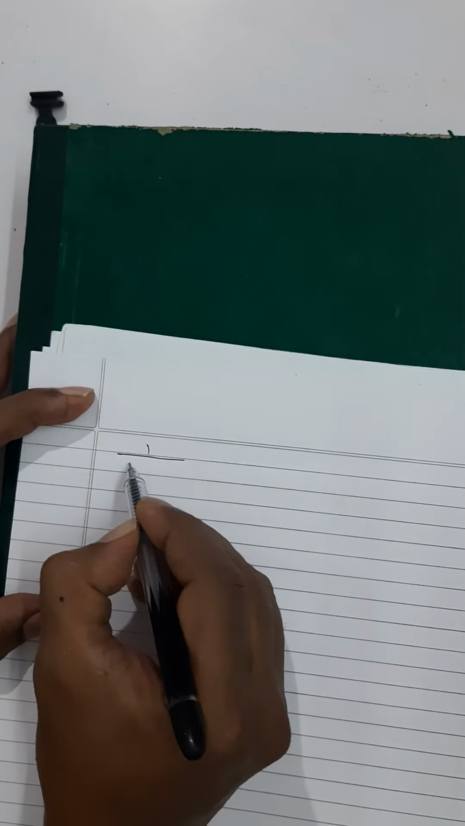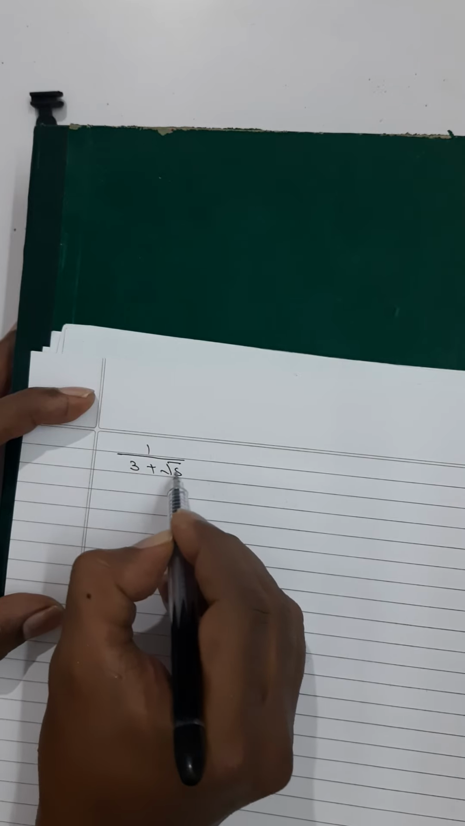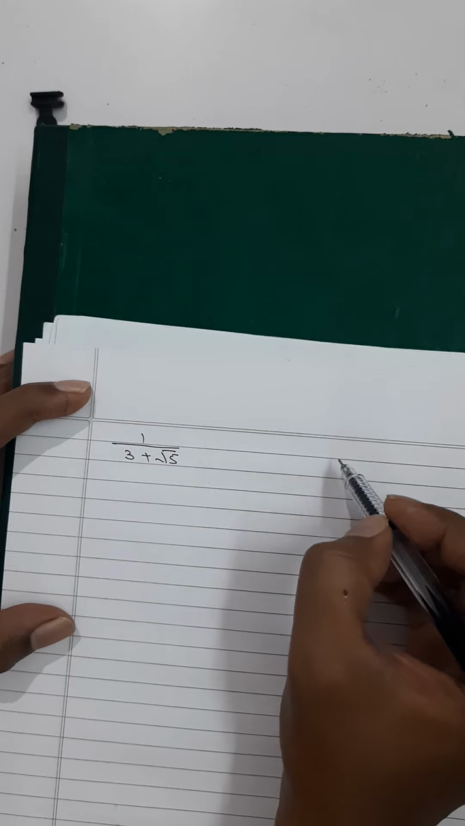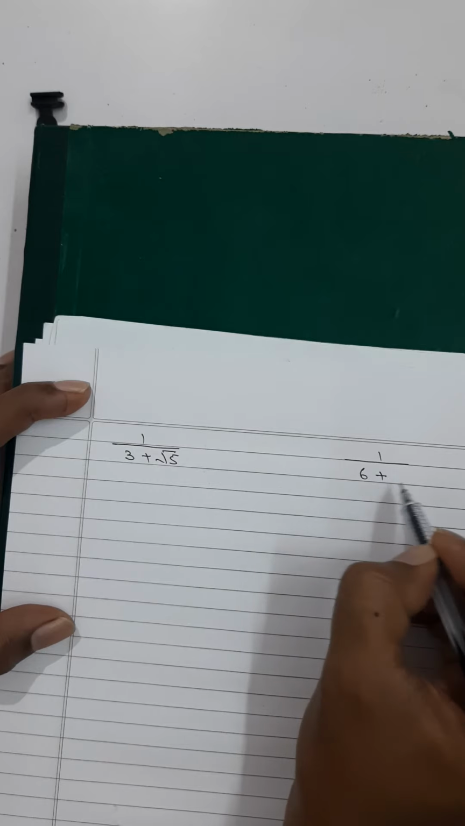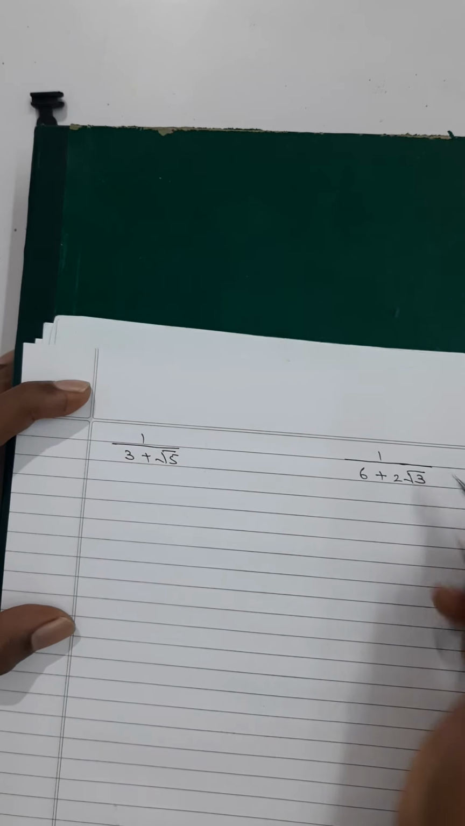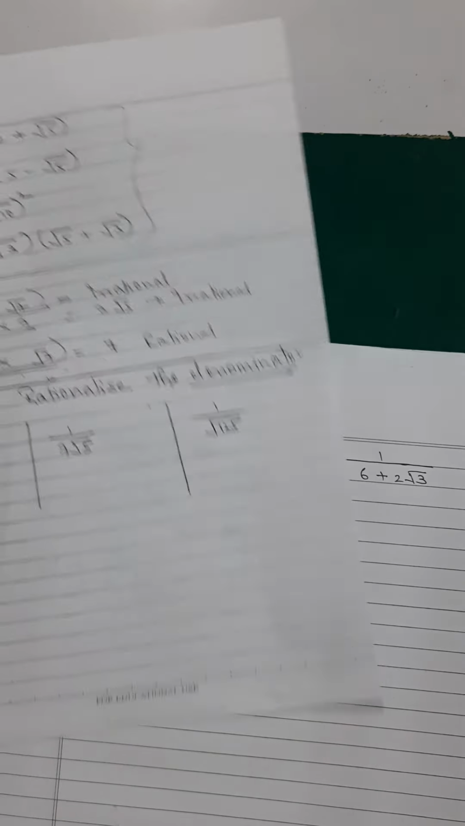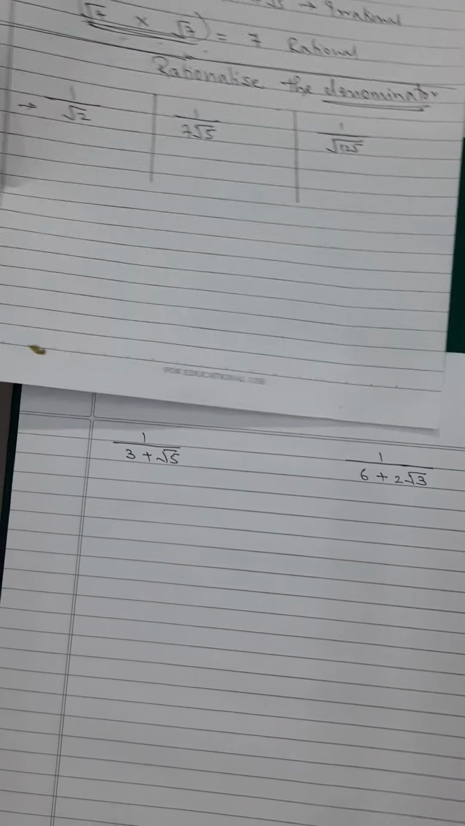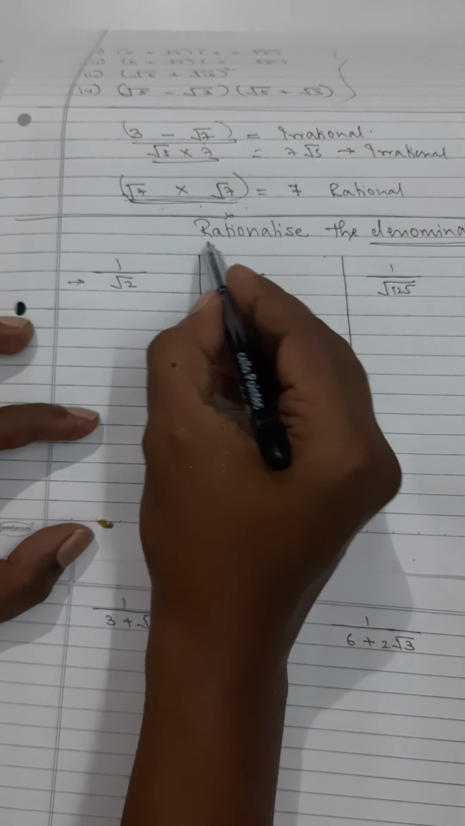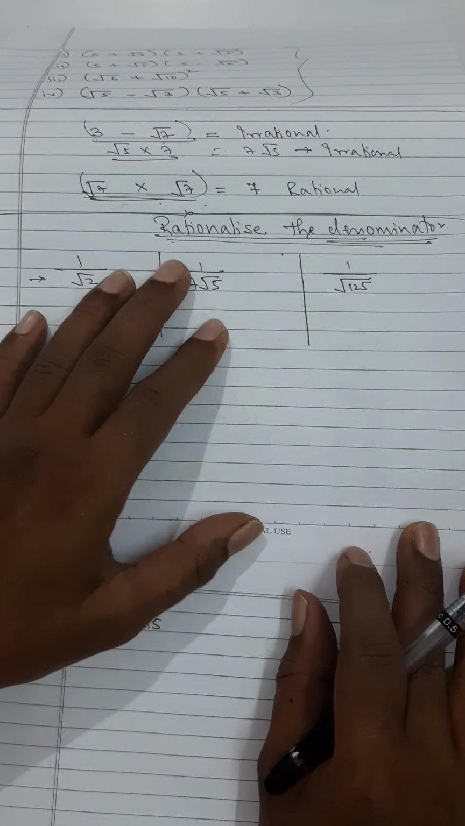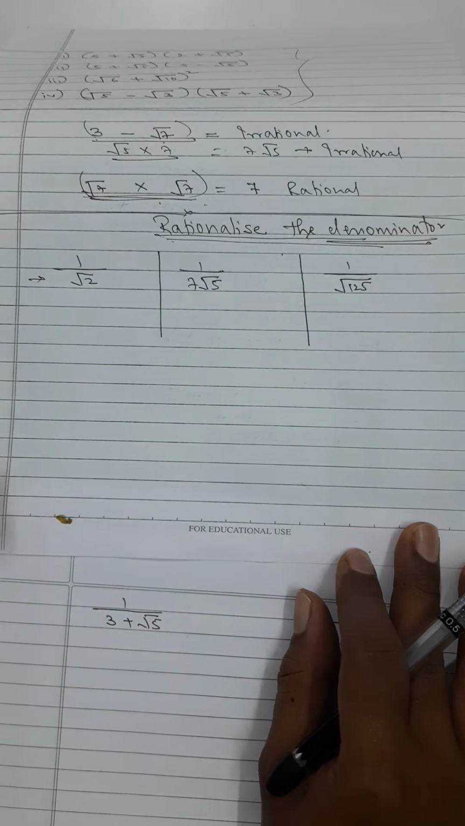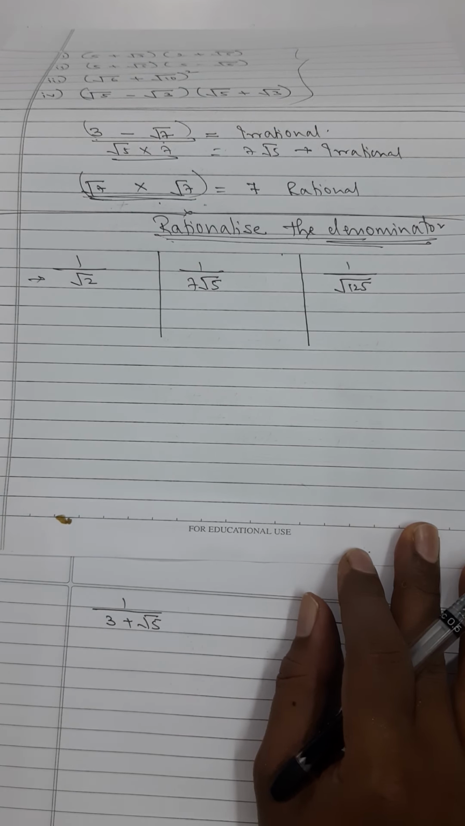Another type of questions, which are actually much more important, are 1 upon 3 plus root 5, and I can say 1 upon 6 plus 2 root 3, something of this sort. Understand the difference between the two types of questions. The basic question is the same: rationalize the denominator, which means we have to convert the irrational denominator into a rational number.